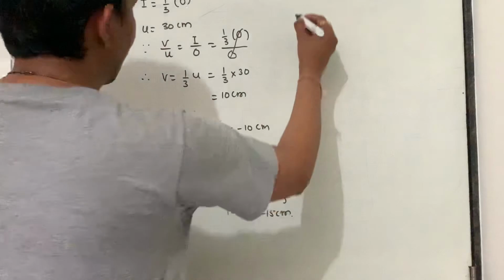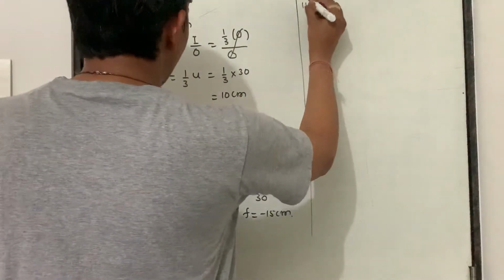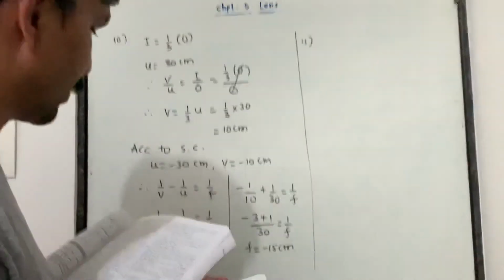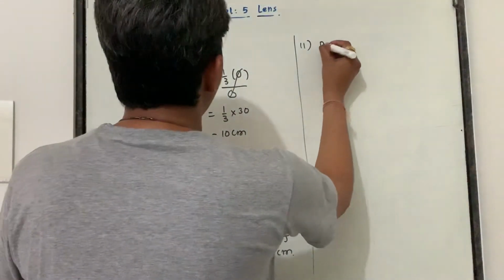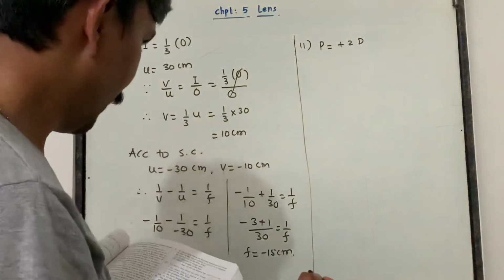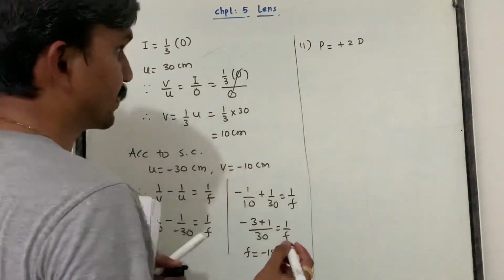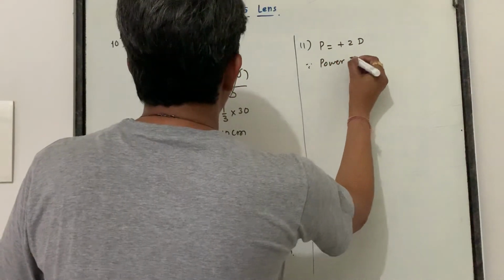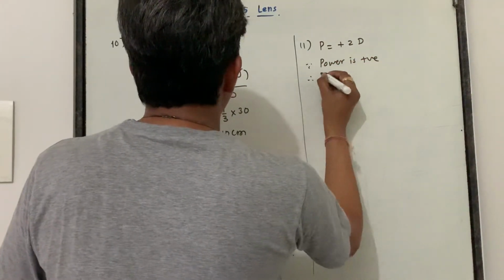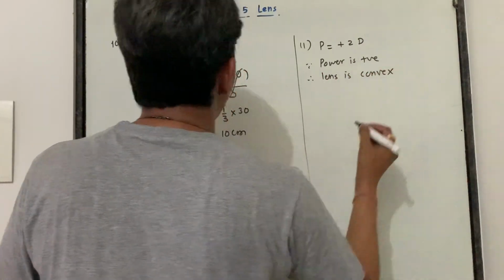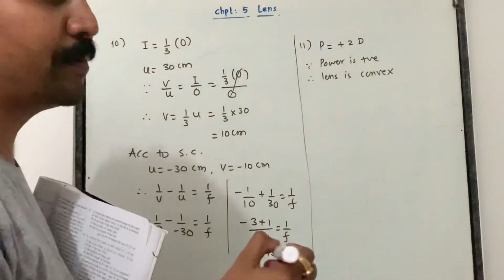Now we'll go with the 11th sum. I think that will be the last sum for this video. The power of lens is plus 2 diopter. So P is given as plus 2 diopter, right? Find the focal length and the kind of lens. So right here first, since power is positive, therefore lens is convex, right? Now if the power is negative, then it will be a concave lens.